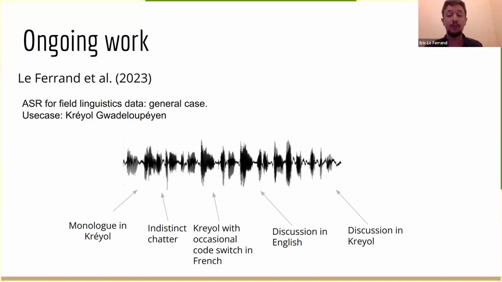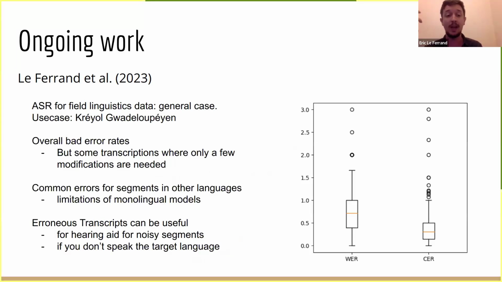So we applied the speech recognition system on this recording, and this is what we got. Overall, the system did not perform well. It was pretty bad. You can see from this graph that we have very high error rates. And the errors made were pretty logical. When you apply a system trained on Creole to transcribe segments pronounced in French or English, that won't perform well. If you try to transcribe very noisy chunks of speech, then it's not going to perform well either. So the results kind of make sense.